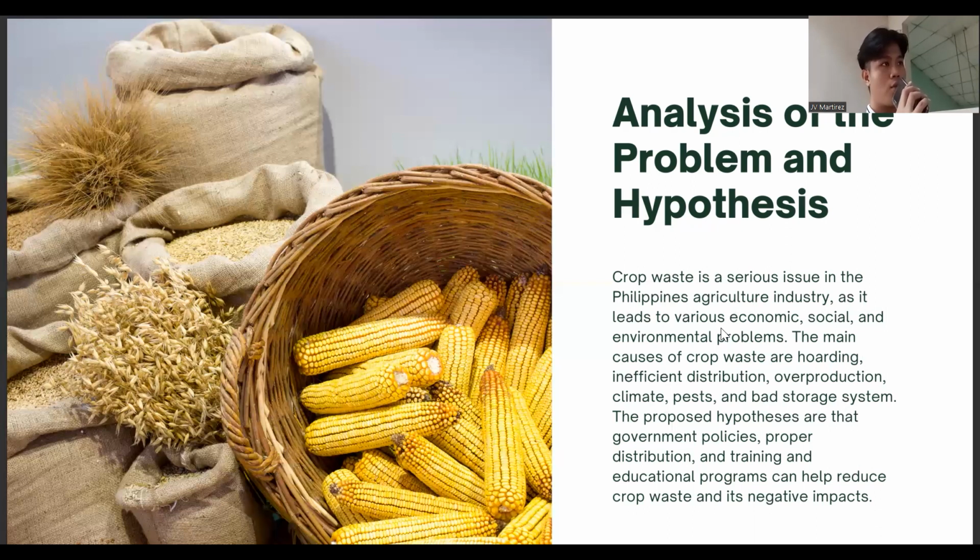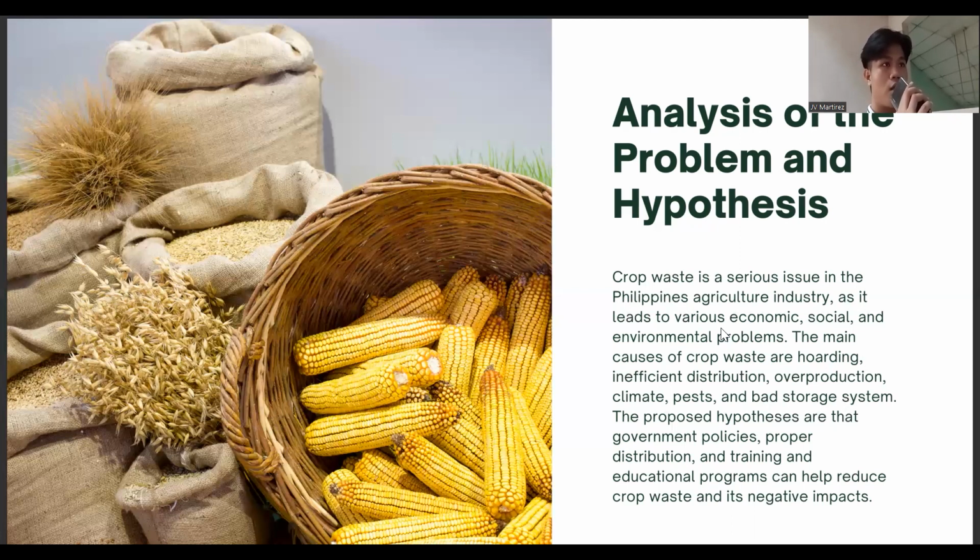Overproduction is the production of more crops than the demand or capacity of the market. This can lead to surplus or glut of agricultural products. This can lower prices or cause wastage. Climate is the weather conditions and natural phenomena that affect the growth and quality of crops. This can include droughts, floods, storms, typhoons, or volcanic eruptions, which can destroy or damage crops in the fields or in transit. Pests are the organisms that feed on or harm crops, such as insects, rodents, birds, or diseases. This can reduce the yield or quality of crops or make them unfit for consumption.